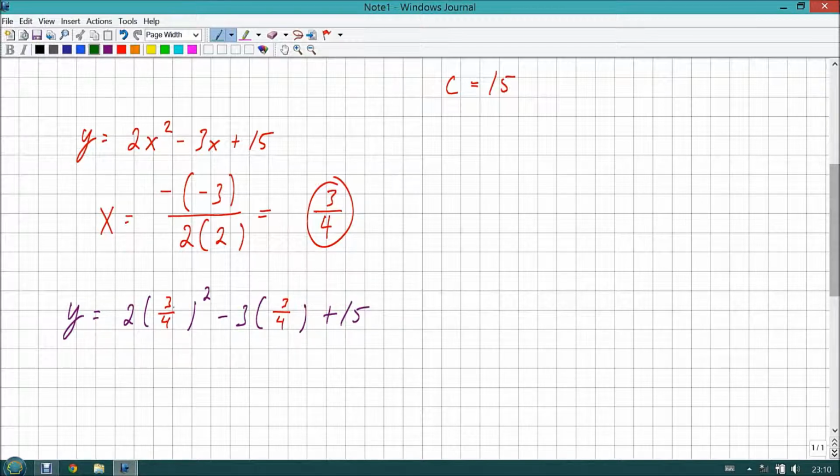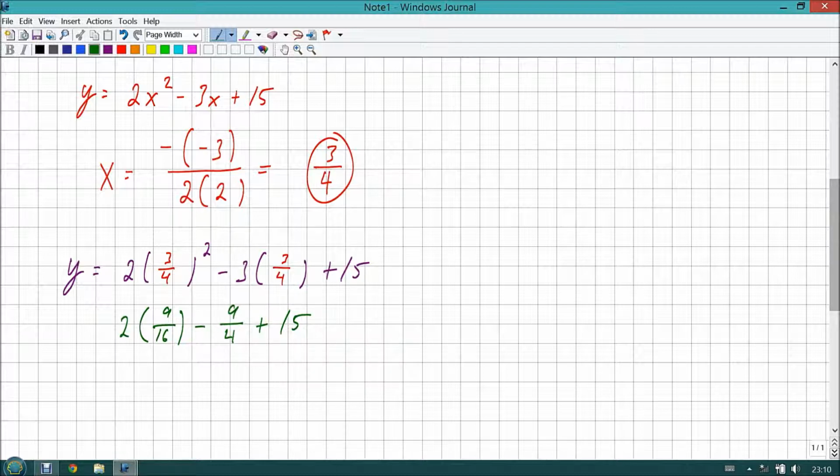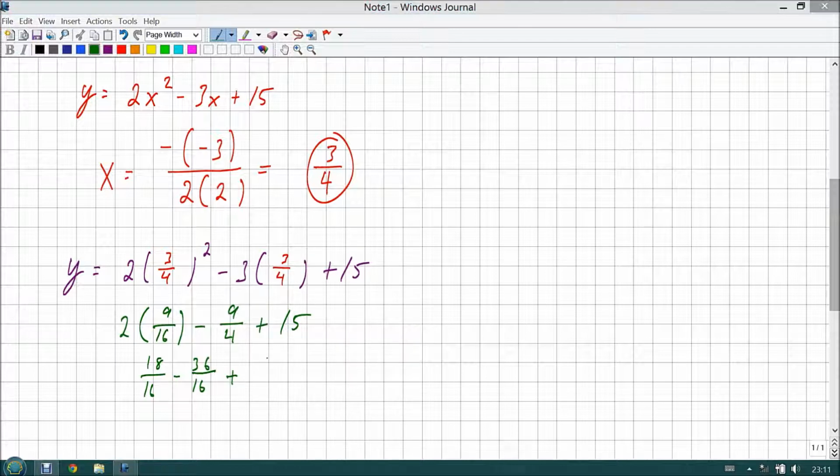So in this particular case, we have 3/4 squared, which is 9/16. So we have 2 times 9 over 16 minus 3 times 3 is 9, 9 over 4, and then plus 15. So this becomes 18 over 16 minus, let's see, to turn 4 into 16, I would have to multiply it by 4. 4 times 9 is 36. And then 15 times 4 is 60. So then I have 60 over 4. Oh, I need it to be over 16.